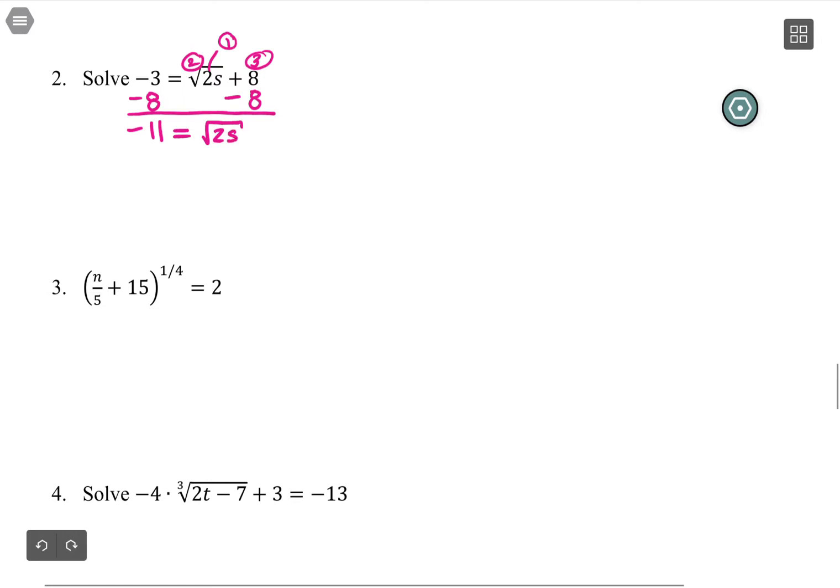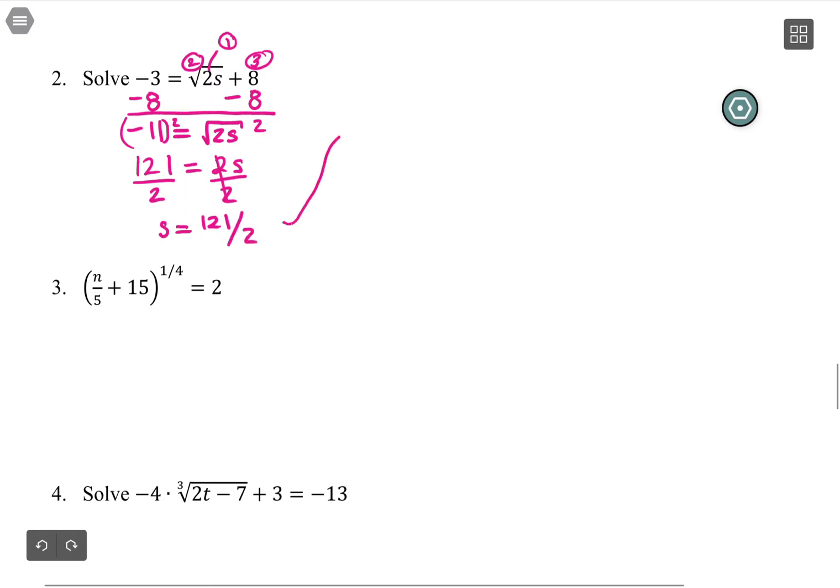The next to last thing was the square root. To get rid of a square root, we square both sides. So we get 121 equals 2s. And the last thing I need to do is detach the 2. It's attached by multiplication, so the inverse operation will be division. So we'll get s equals 121 over 2.